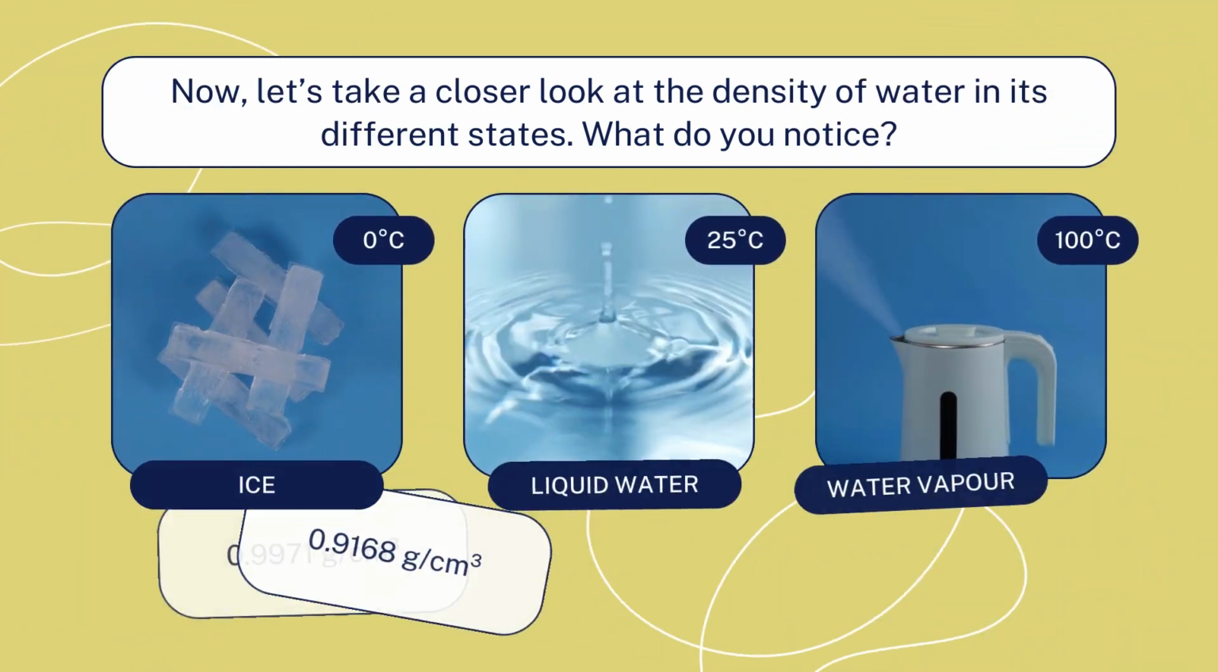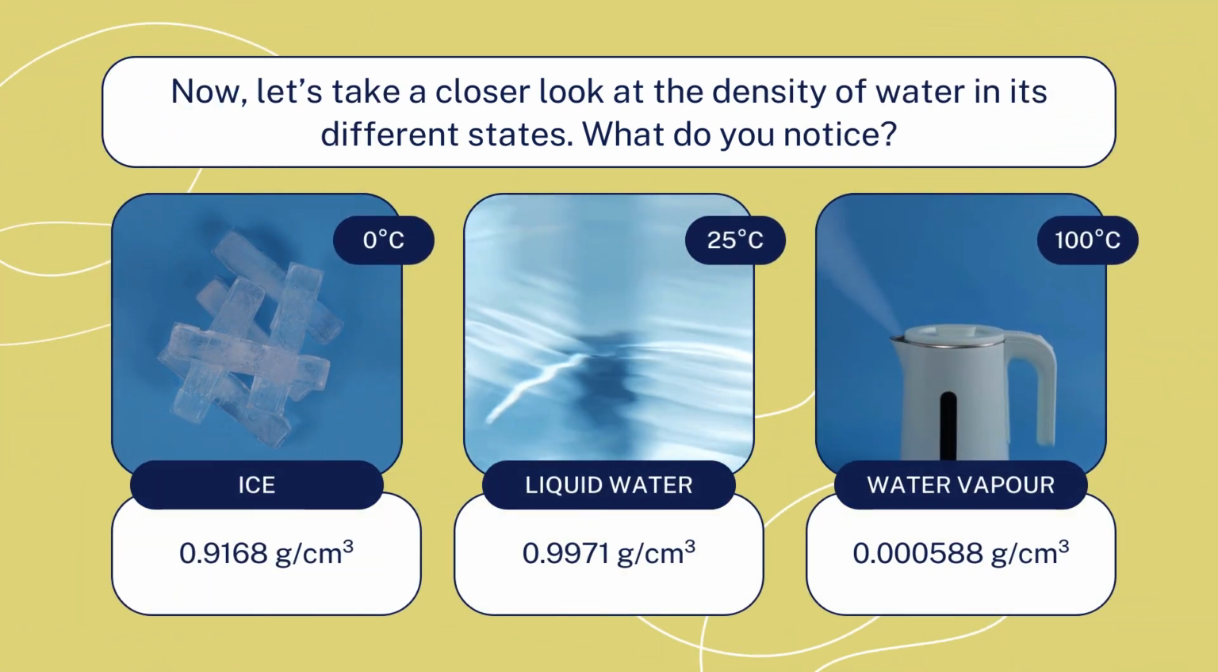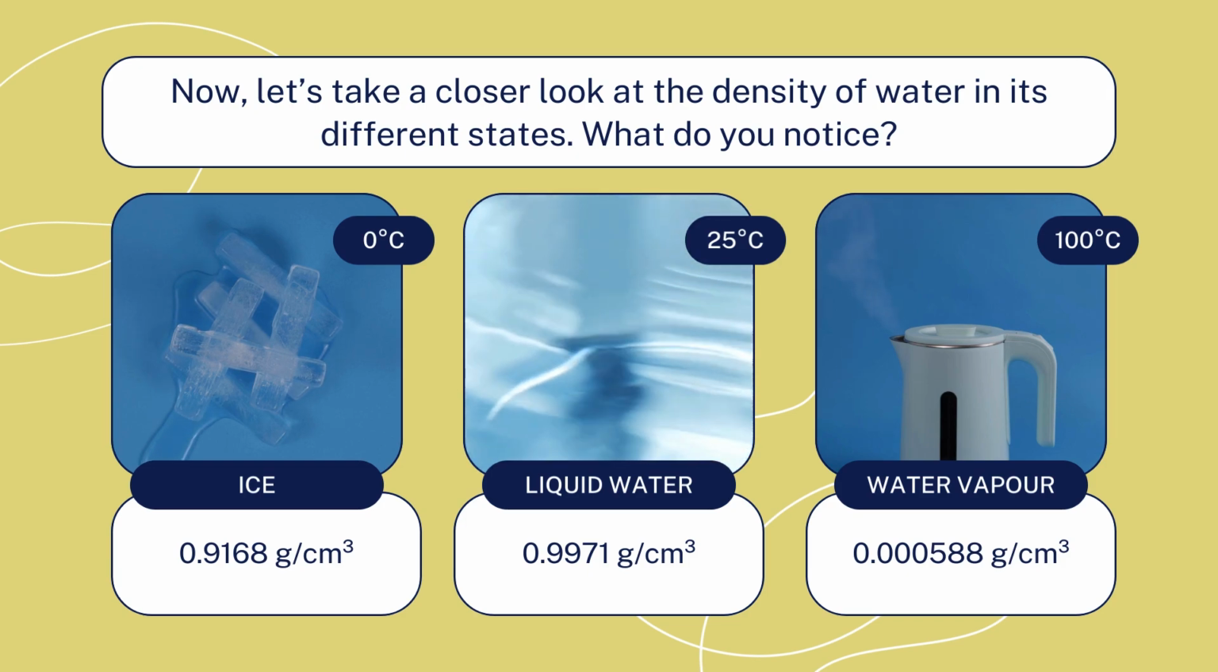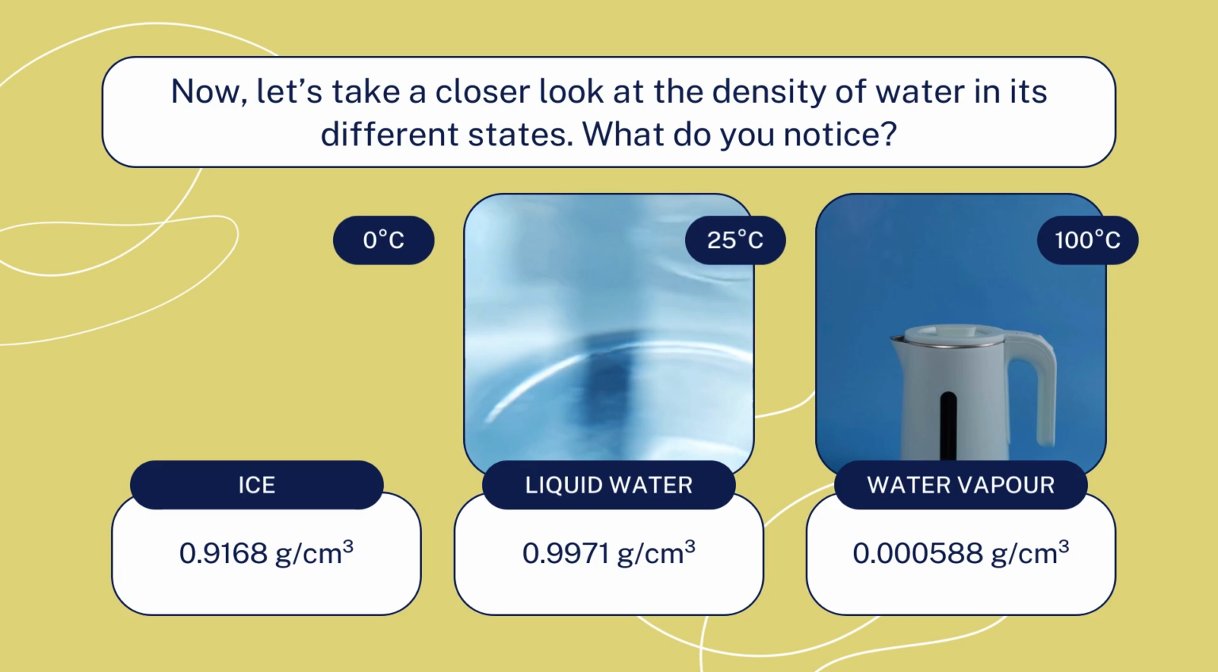Now, let's take a closer look at the density of water in its different states. What do you notice? Ice, 0.9168 gram per cm cubed. Liquid water, 0.9971 gram per cm cubed. Water vapor, 0.000588 gram per cm cubed.